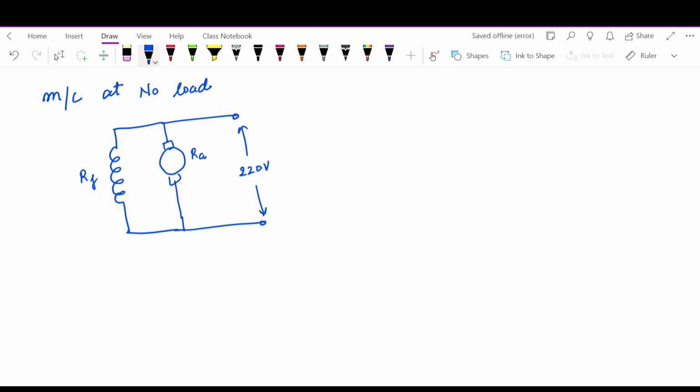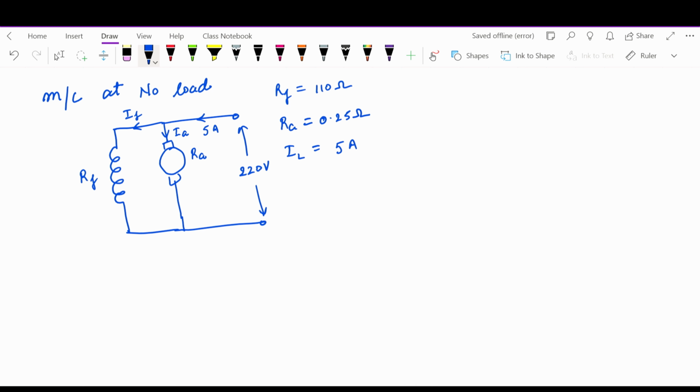So I'll just write the given quantities. RF is equal to 110 ohms and RA is equal to 0.25 ohms. It is given IL is given as 5 amperes. So basically this is 5 amperes. Now the current is moving here. This is the field current and this is the armature current.